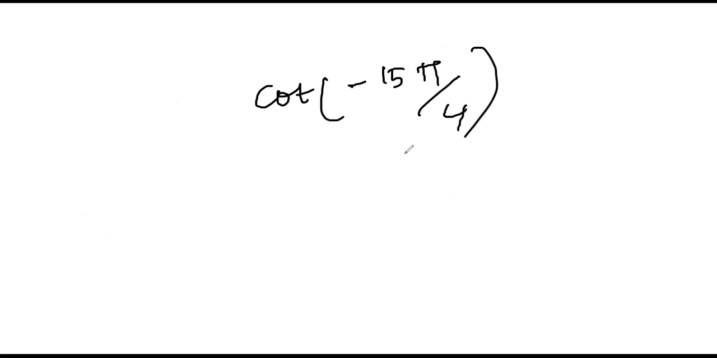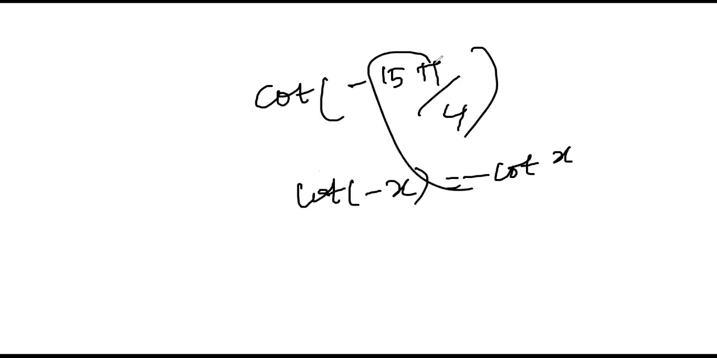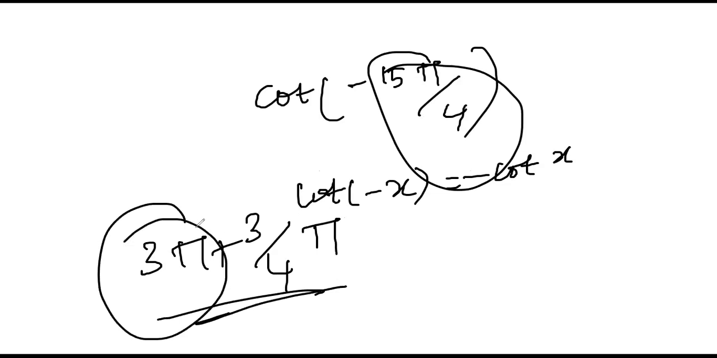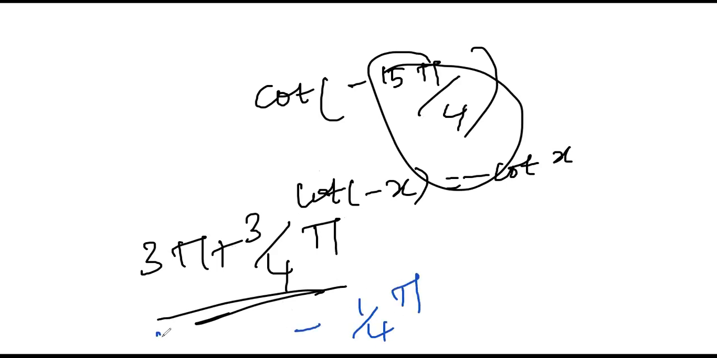Okay. Next question is cot of minus 15 pi by 4. This is also the same. You just have to be aware that cot of minus x is nothing but minus cot x only. Take the minus outside. Do the conversion. When you convert this into a mixed fraction, you will have 3 pi plus 3 by 4 pi. I already told you we need to convert the odd in terms of even. So when you do that, you will put 4 pi minus 1 by 4 pi. Exactly. Very good. You got the point.